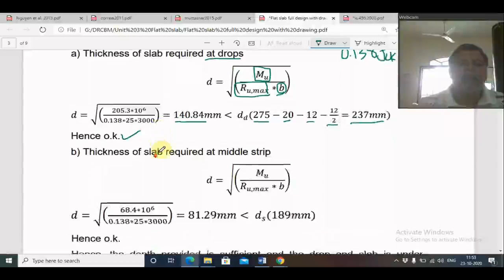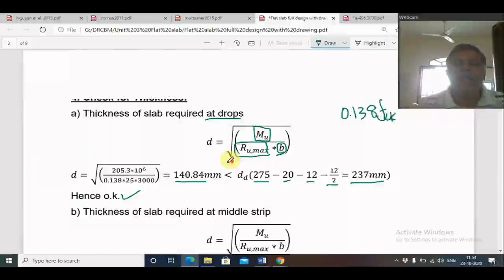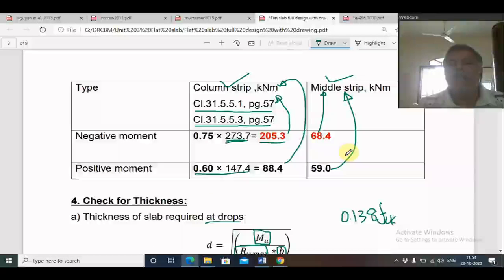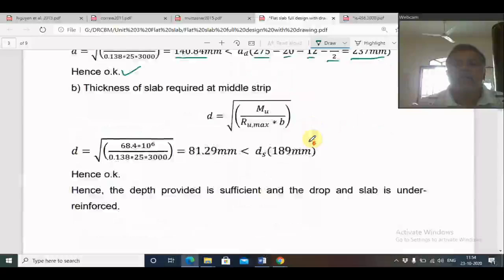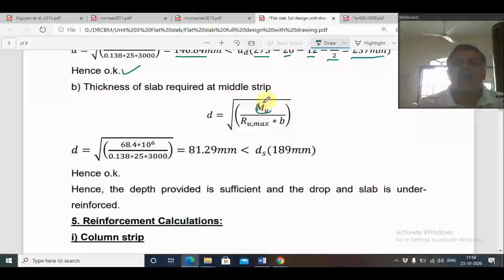Next I will check the thickness required at the middle strip, that is the thickness of the slab. For that I have to consider the bending moment in the middle strip. The maximum value has to be considered, either negative or positive. Here the maximum value is 68.4 in the middle strip. So I will use the value of Mu as 68.4. Here again Ru max, we know that 0.138 into fck. Here fck is 25.